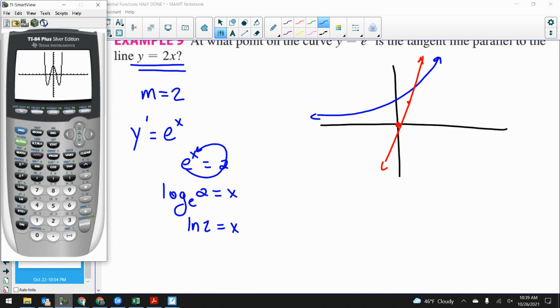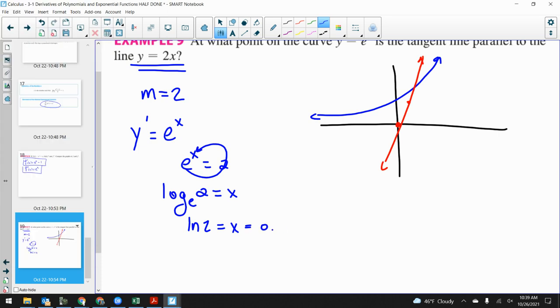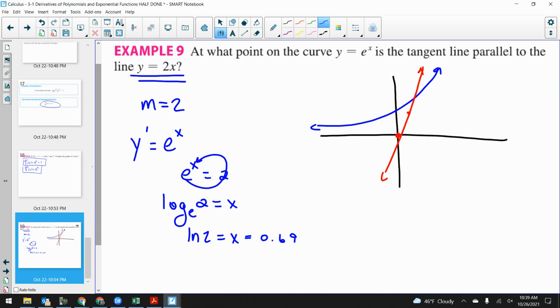Okay, let's just figure out the decimal real quick. ln of 2 is a perfectly fine answer, or 0.69. But it didn't ask me for just the x value. I wanted what point on the curve. So this is really just our x value. I need to figure out it's ln of 2 comma something, or 0.69. I'm going to give it to you in both exact and decimal.